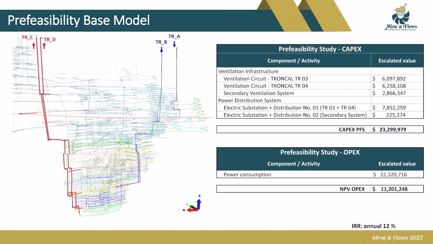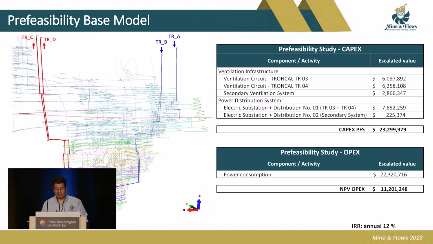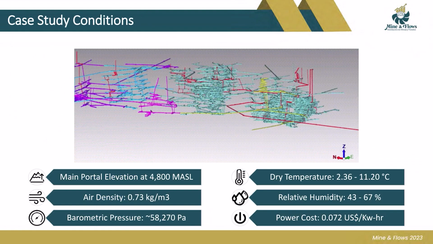Originally, the pre-feasibility study estimates an overall CAPEX to develop mine ventilation infrastructure of $23 million, with an associated NPV of the OPEX over the life of mine of $11 million at 12% annual rate of return. As expected before, some environmental conditions were different than what was assumed in the pre-feasibility study, confirming that some adjustments were needed to be made.